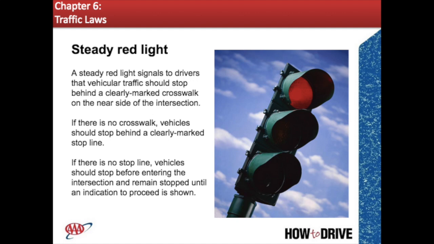Finally, we have the steady red light. A steady red light signals to drivers that vehicular traffic should stop behind a clearly marked crosswalk on the near side of the intersection. If there is no crosswalk, vehicles should stop behind a clearly marked stop line. If there is no stop line, vehicles should stop before entering the intersection and remain stopped until an indication to proceed is shown. Be sure to check your state's laws regarding where to stop at intersections.